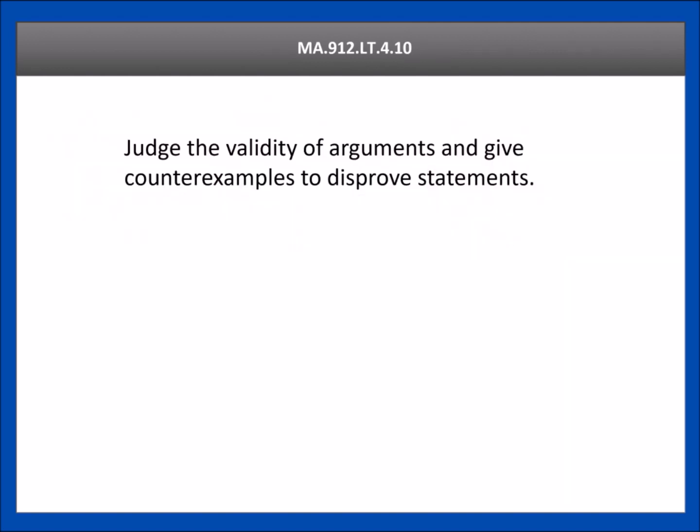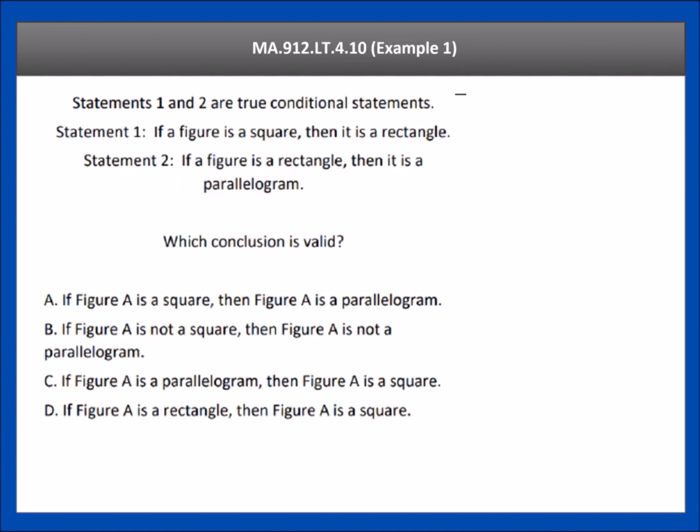The next one is judging the validity and giving counterexamples to disprove statements. All right. Statements 1 and 2 are true conditional statements. Statement 1, if a figure is a square, then it is a rectangle. Statement 2, if a figure is a rectangle, then it is a parallelogram. Which conclusion is valid? If figure A is a square, then figure A is a parallelogram. So is that valid?